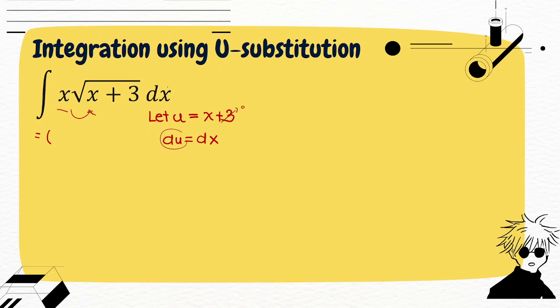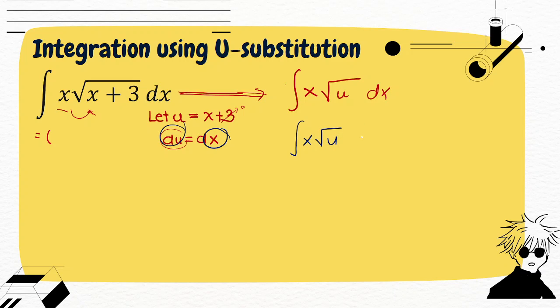So, basically, this function is replaced as integral of x times square root of u. Tama ba? Multiply to dx. Eh, sabi sa function, si dx daw equal kay du. So, ano gagawin ko? Basically, si integral ng x square root of u ay equal kay du. Okay? So, ganito yung kinalabasan. Then, we are now set.